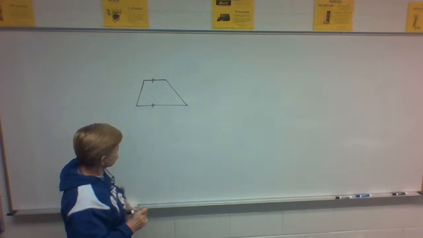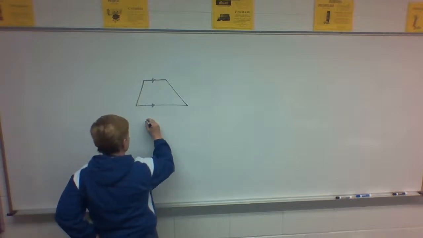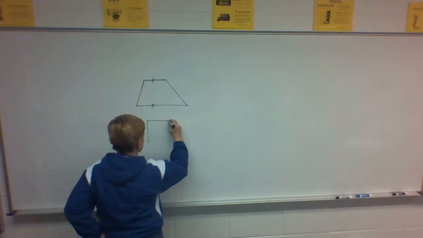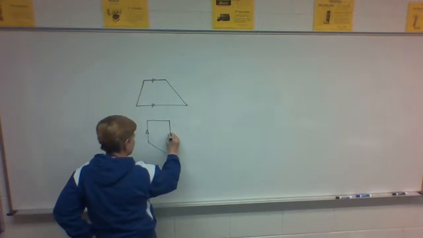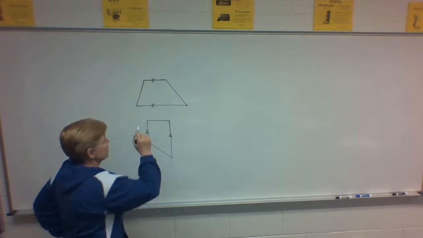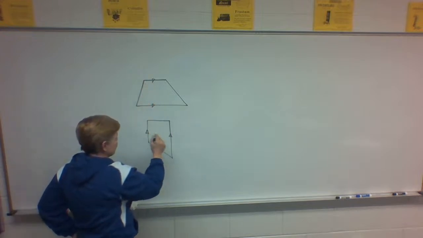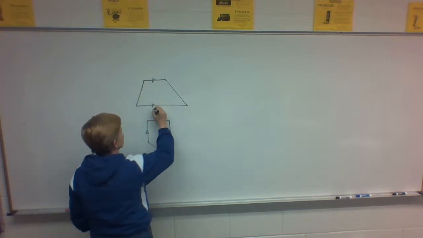Now, generally we draw trapezoids this way, but I need you to know that they could be drawn like this. And these would be the parallel sides. They would be vertical this time. In either case, whether they are a top and the bottom or a left and a right, the parallel sides, we call both of those sides bases.